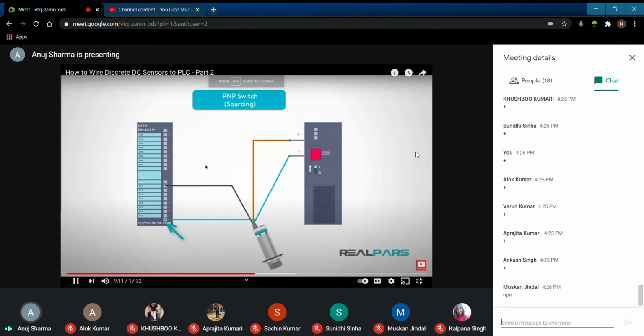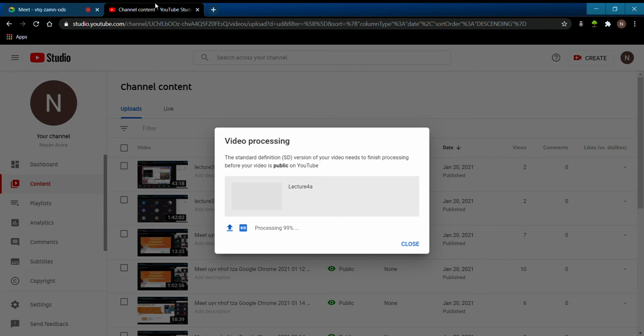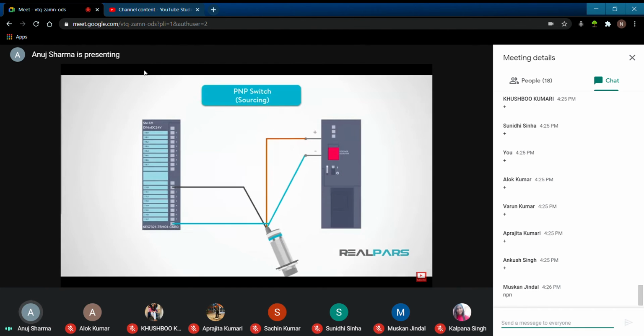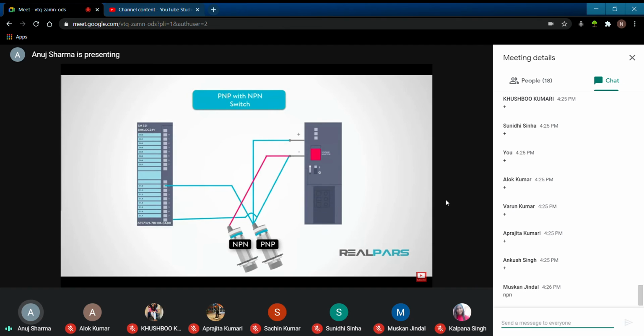Notice that the blue common wire is connected to the PLC module's common terminal. In other words, when the switch changes state, it sources or supplies plus 24 volts DC to the PLC input. For many PLC manufacturers, connection of PNP sensors requires a specific model number for the digital input card. Because PNP sensors are sourcing, they require a syncing type PLC input card.